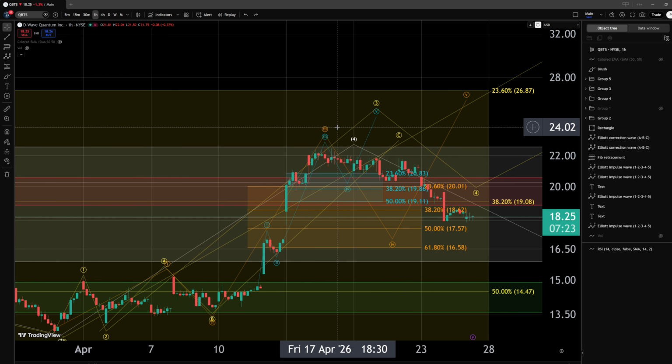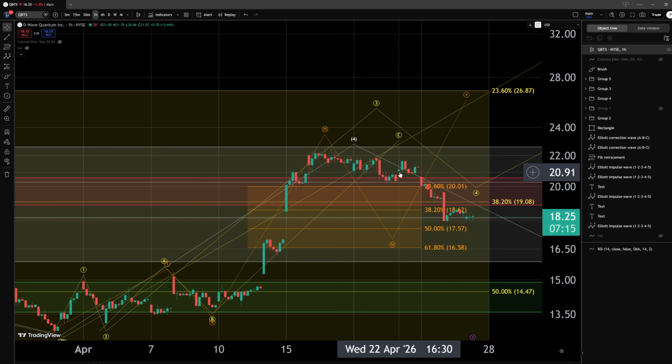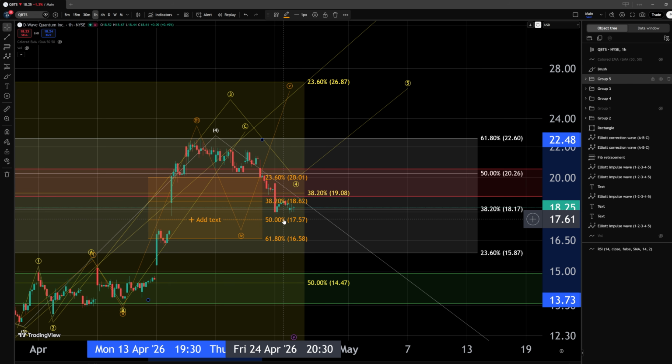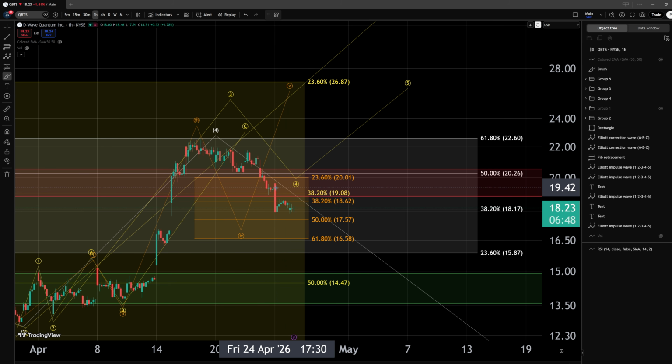The blue scenario is already out the window, we failed to continue this idea of an impulse, and in the orange scenario, well, that could still technically work out. We haven't broken the levels of support for such a structure, but the proportions are already extending to quite a lot less than ideal levels, right? Sure, technically this pattern could still work out.